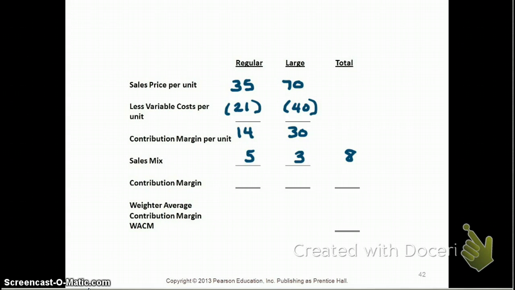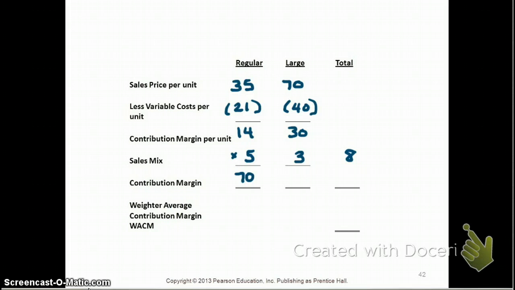So you're going to sell 8 units. So you're going to sell 5 regular, 3 large. That's total sales mix of 8 units. Next, you calculate your contribution margin. For your regular posters, your contribution margin is calculated by multiplying your contribution margin per unit, which is 14, times your sales mix, which is 5. So 14 times 5 is $70. That is your contribution margin for the 5 regular posters.